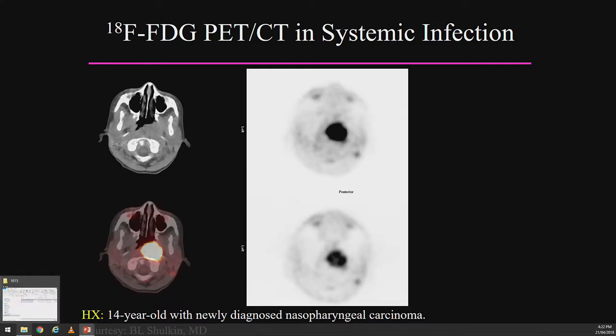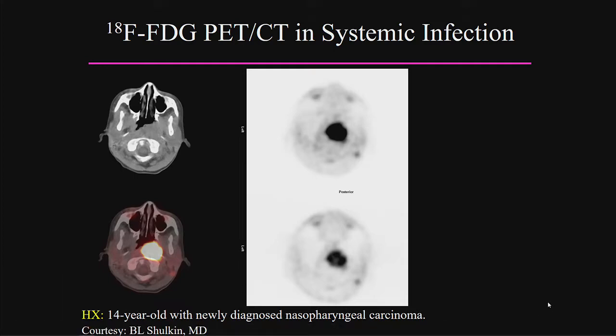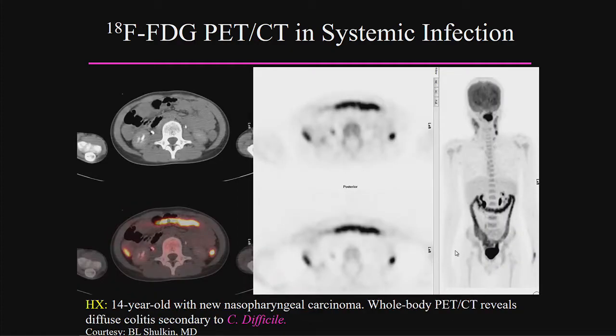This is another case, staging whole body PET in a 14-year-old with newly diagnosed nasopharyngeal carcinoma. We see uptake in the primary mass and in adjacent nodes, but whole body imaging demonstrates abnormal increased uptake throughout bowel. That was secondary to C.